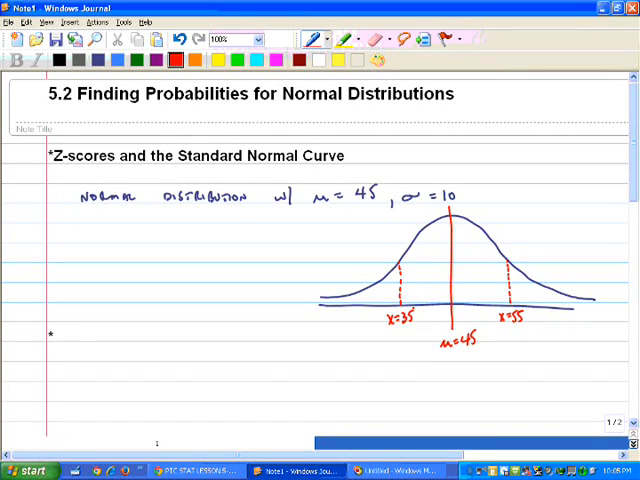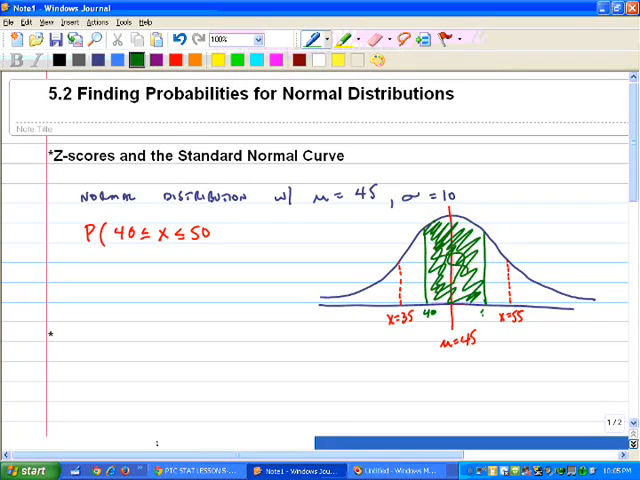And if we wanted to find the probability that x was within a certain interval, let's say we want to find the probability that 40 is less than or equal to x, which is less than or equal to 50, on our curve what we were looking for is the area underneath the curve between x equals 40 and x equals 50. To find that, we had to convert to z-scores.